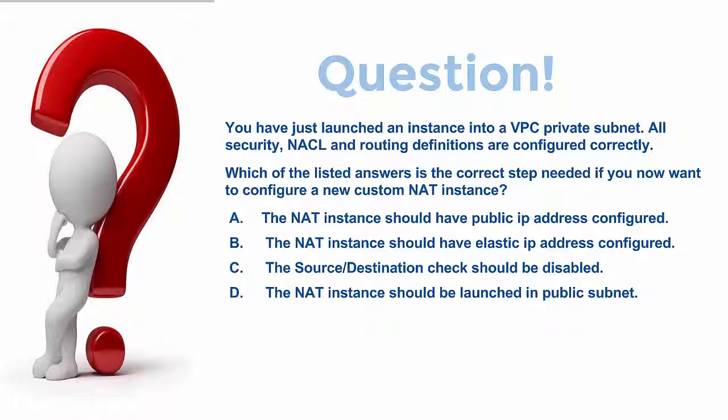So an example here is you've just launched an instance into a VPC private subnet. All security, NACL and routing definitions are configured correctly. Which of the listed answers is the correct step needed if you now want to configure a new custom NAT instance? So I won't give you the answer. You'll have to get further on in the course, or actually buy the course to get the answer to this question. But yeah, just want to give you an idea of how our questions look. I think they're pretty cool.